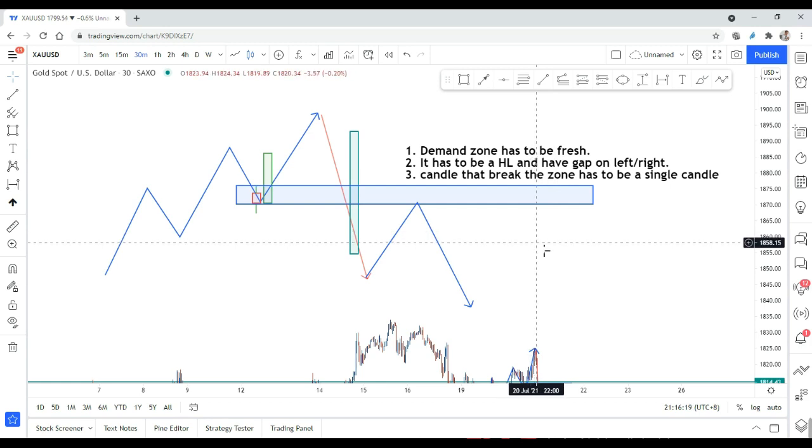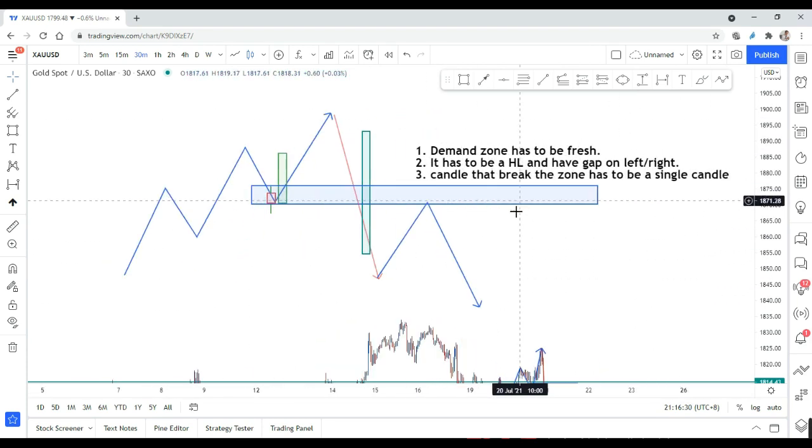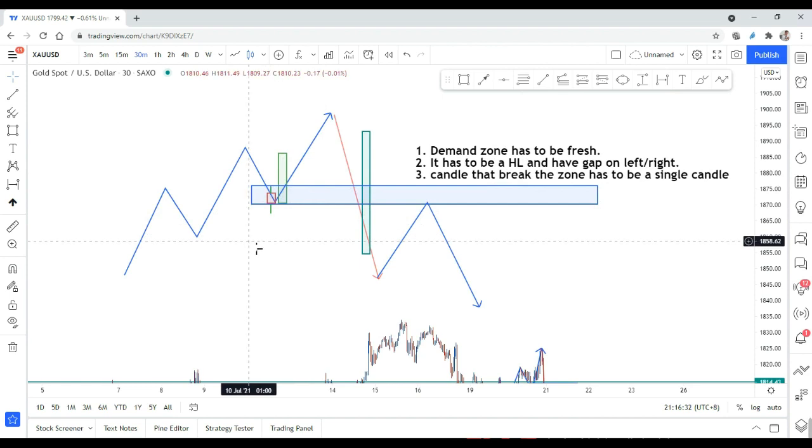So that's all for today. Hopefully you guys really pick up a few tips or tricks about blind spots, another type of setup on supply and demand.